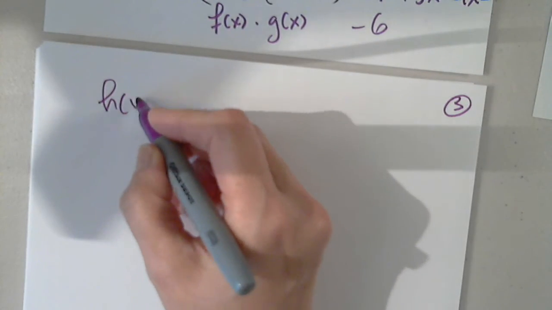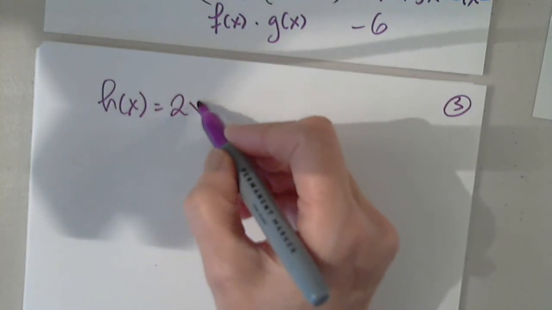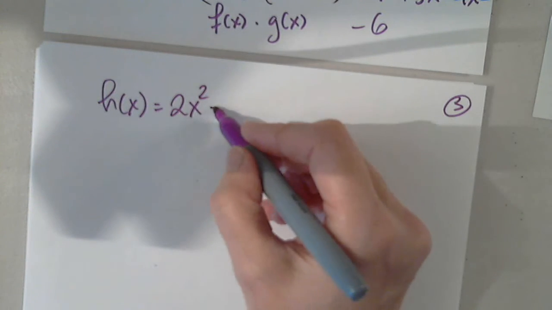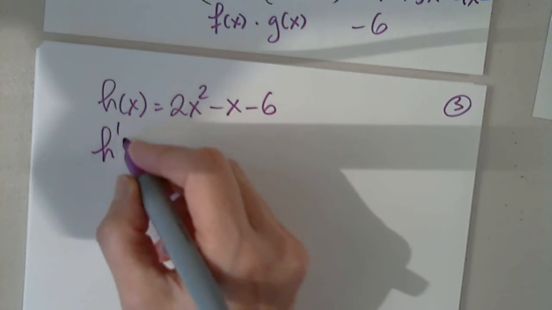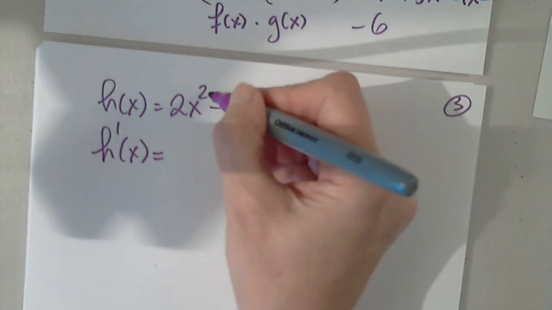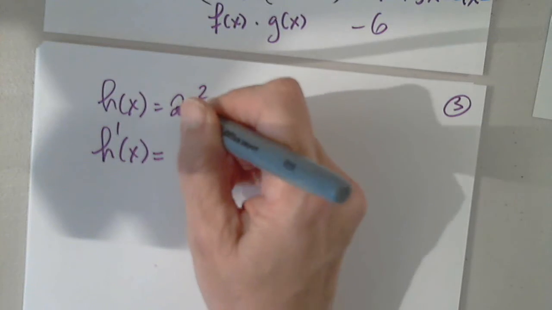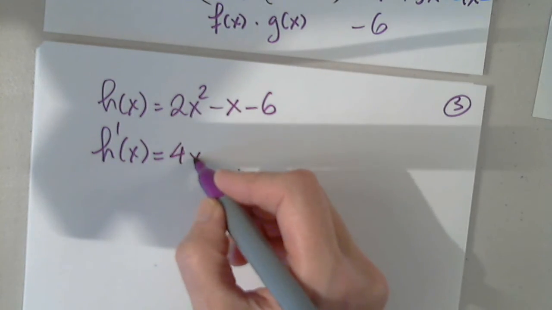So I simplify the function, removing parentheses, combining like terms. I have 2x squared and minus x and minus 6. And now I can differentiate. When I differentiate 2x squared, I bring 2 in front, and I have to multiply it by 2 because 2 becomes a factor.